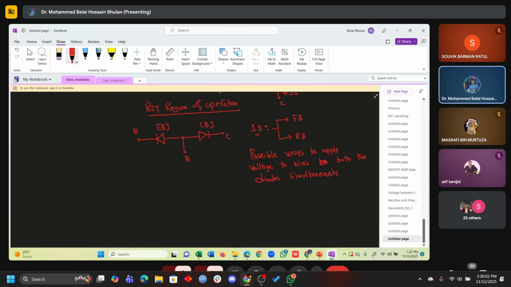There are several ways you can apply voltage. Okay, one way is that I can make it forward biased. I can apply voltage such that the emitter to base junction is forward biased, and I can apply another voltage which is also forward bias. So I have forward bias, forward bias. There is one possibility. I have reverse bias, reverse bias, another possibility. I have forward biased here and reverse biased here, the third possibility. I have reverse biased here and forward biased here, the fourth possibility. There are four ways. Okay, let me explain with a table.